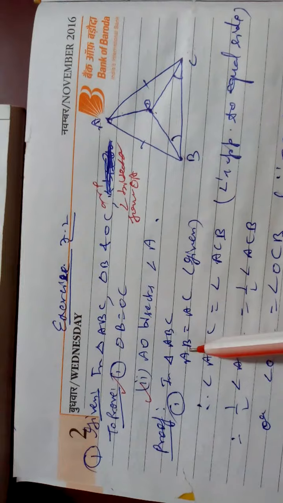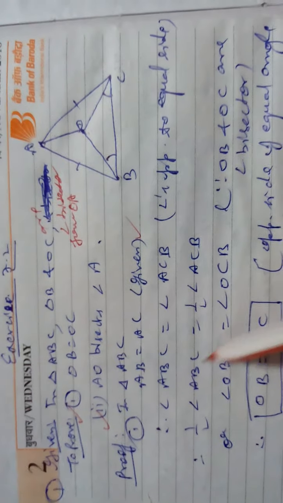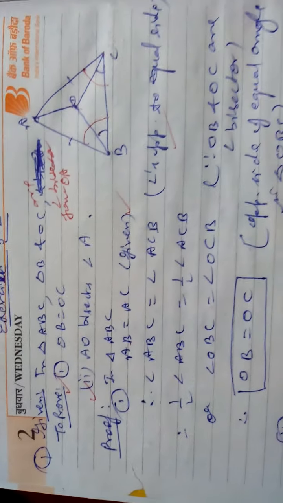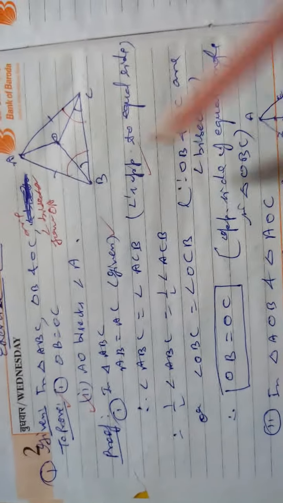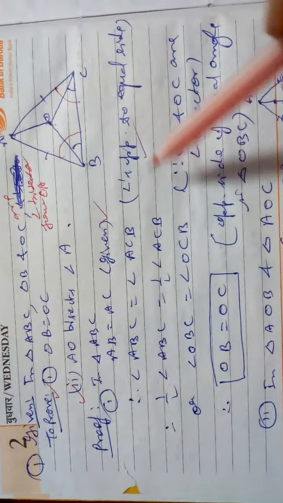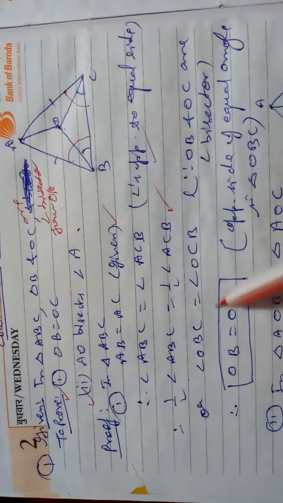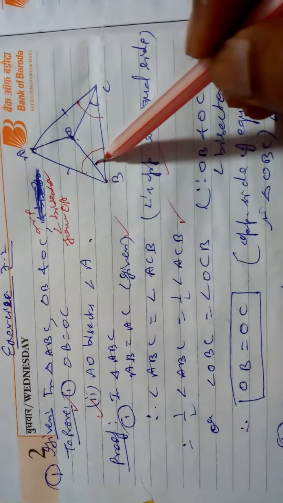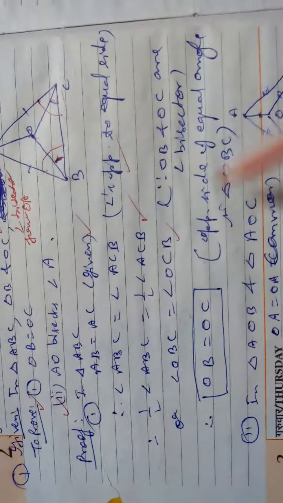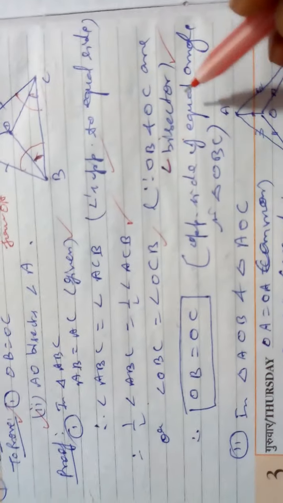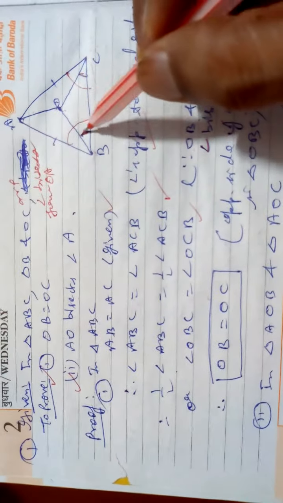In triangle ABC, AB equal to AC, given. Then angle ABC, this full angle will be equal to this full angle by base angles, angles opposite to equal sides. If these two angles are equal, then their halves will also be equal by axiom: halves of equals are equal. Half of this will be angle OBC and angle OCB, because OB and OC are angle bisectors. That's why half of the full angle will be angle OBC.